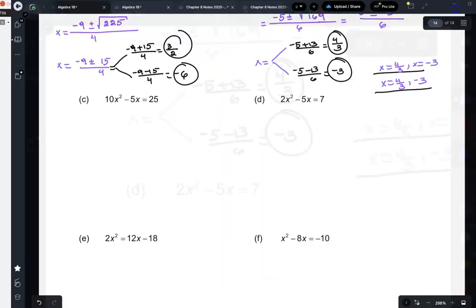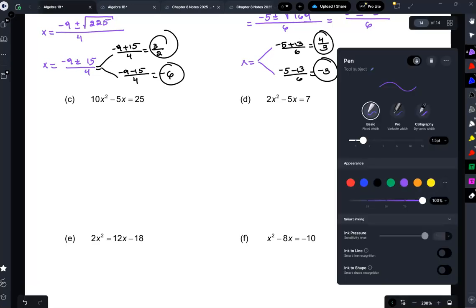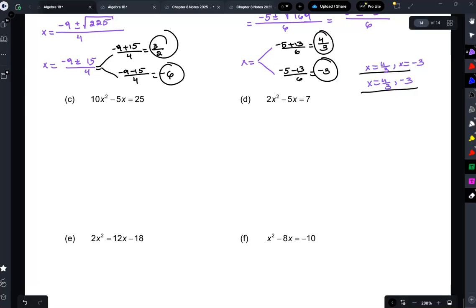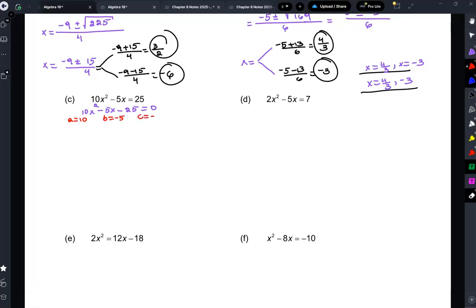All right, so this next one, I need to subtract the 25 first. So this is going to be 10x squared minus 5x minus 25 is equal to 0. Okay, so A is 10, B is negative 5, and C is negative 25. Lots of negatives here. So this is where all this is going to count, right?